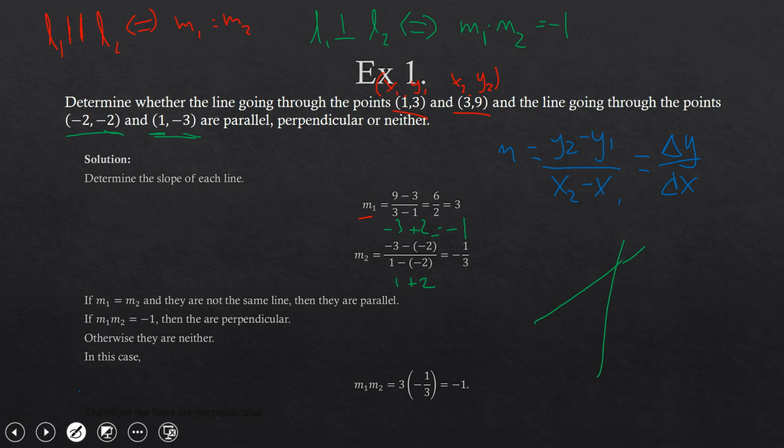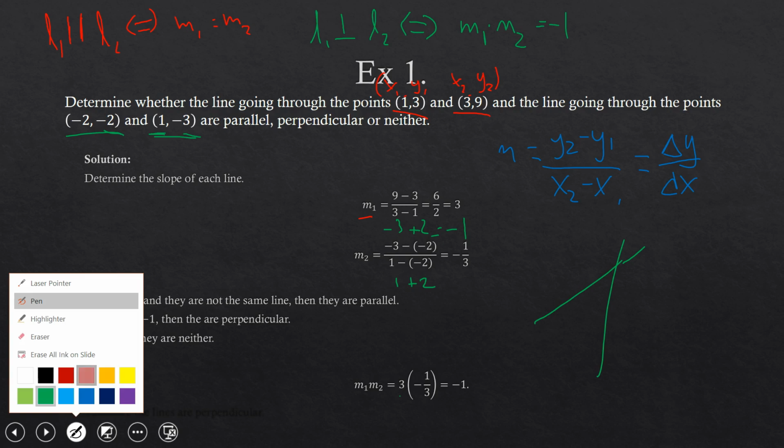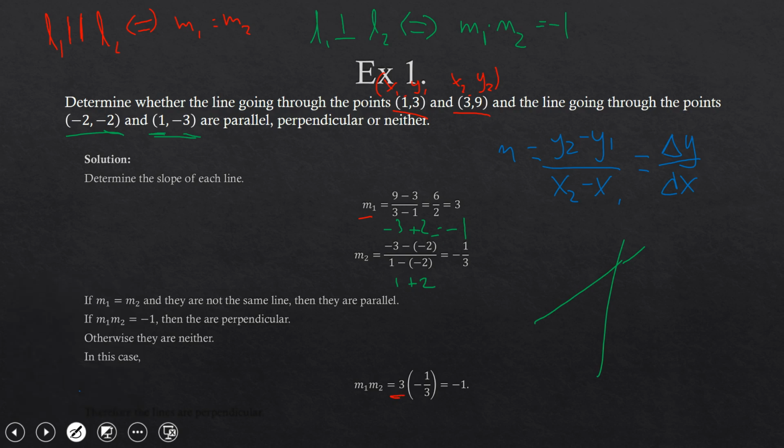They're going to be some kind of funky combination, with some angle between them. More lines are like that than parallel or perpendicular. So in this case, if we multiply the slopes together, M1 times M2 is 3 times -1/3. And 3 times -1/3 is -3 over 3, which is equal to -1. And so the slopes multiply to -1, so the lines are perpendicular. Easy peasy.